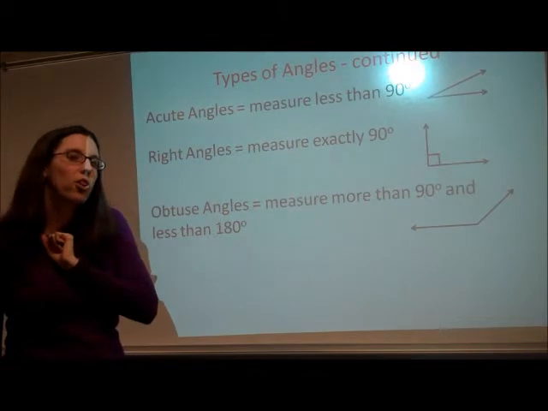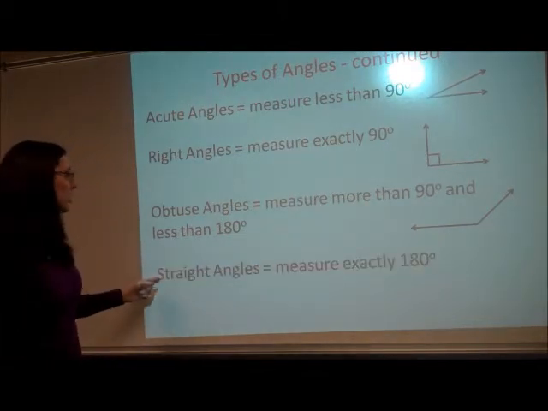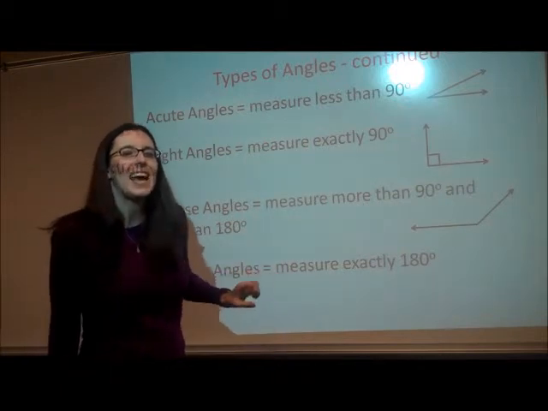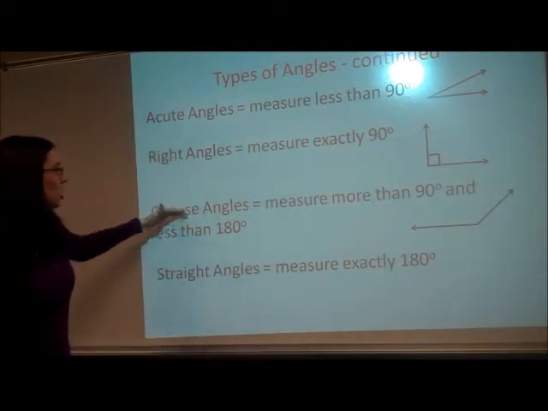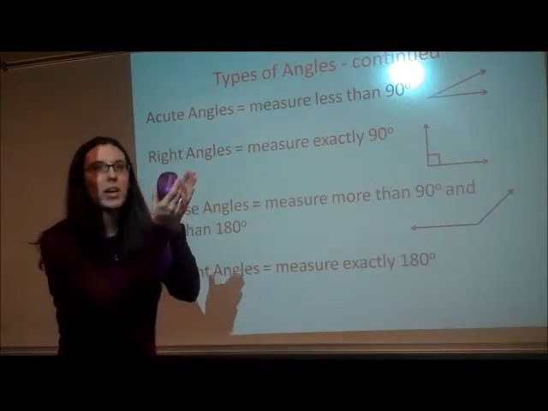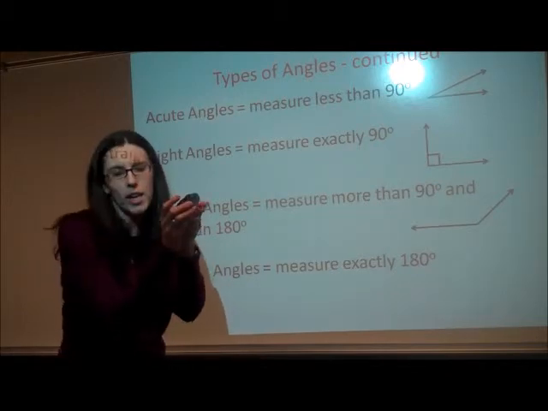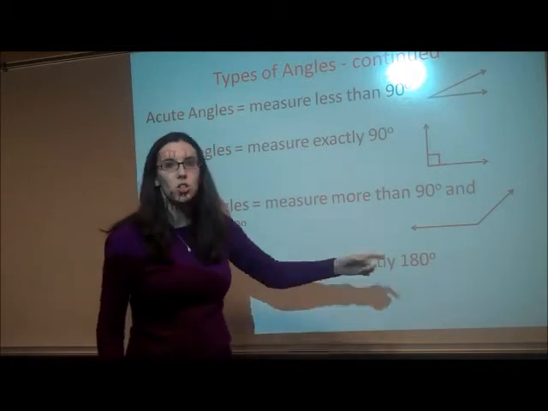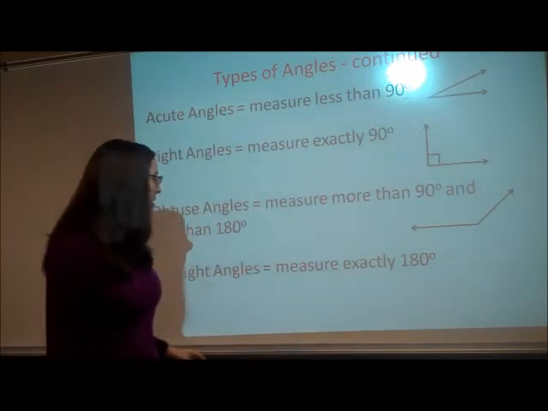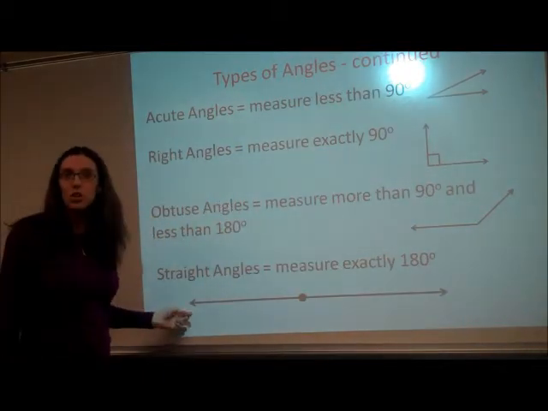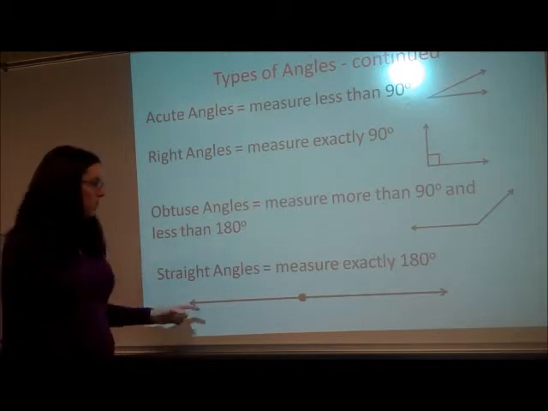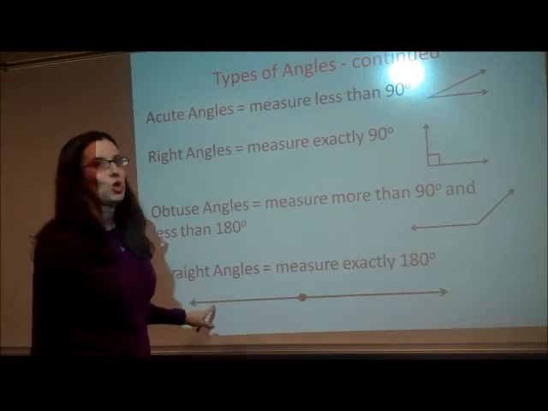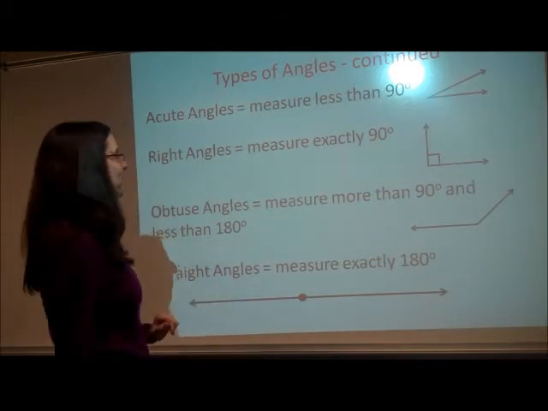But we have one other kind of angle. It is called a straight angle. These are the ones that measure exactly 180 degrees. So the obtuse angle goes all the way up to 179.99999. Okay? As soon as you get to exactly 180, it becomes a straight angle. So it would look like this. One way to remember a straight angle is that it looks like a straight line.